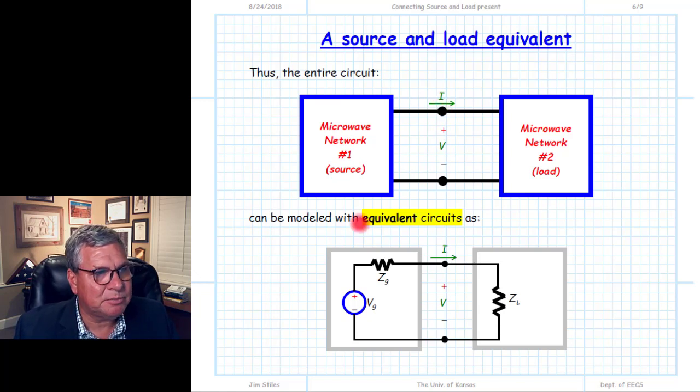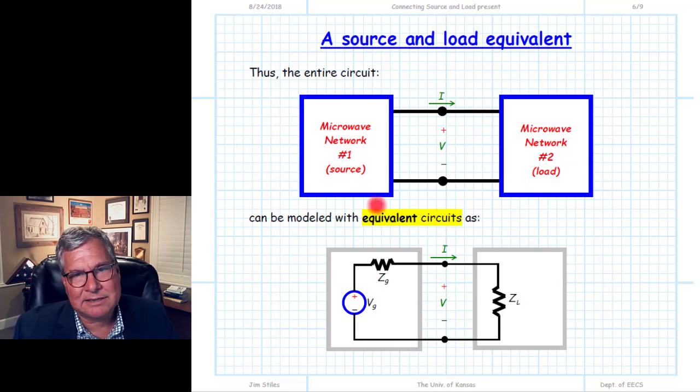Everything to the left of this port, we're going to lump into one blue box, which we call the source, and everything to the right, we're going to lump into one blue box, which we call the load. Energy is flowing from the source to the load. So we pick a point in our circuit where energy flows across it, and we're going to replace everything.